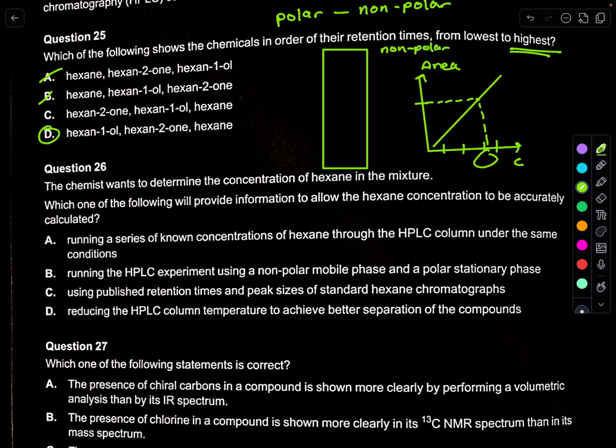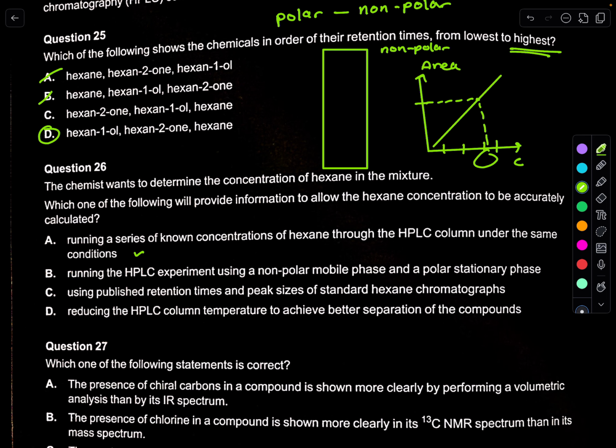So A, running a series of known concentrations of hexane through the HPLC column under the same conditions. Absolutely, this one's the best one. Here it is, straight away. That's what we just said. It's important to have the same conditions because if you have different conditions, like if the temperature is not the same, all these kinds of things affect it. So A sounds the best.